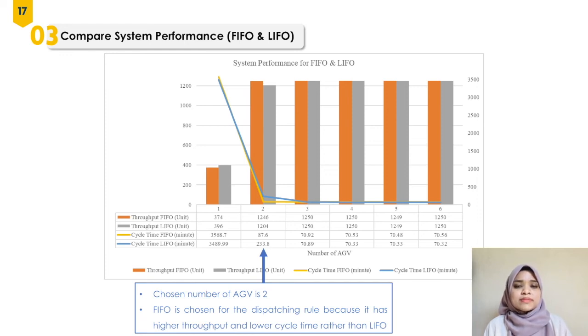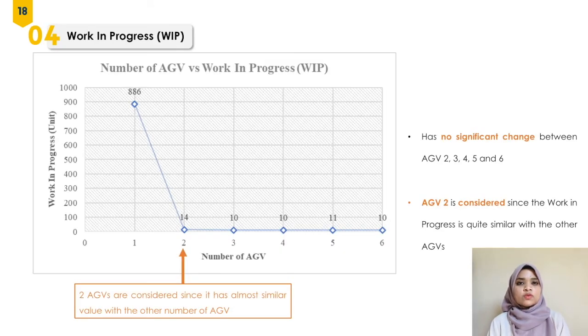For the cycle time, there is a significant change with 2 AGVs, where the cycle time for FIFO is 87.6 minutes, while the cycle time for LIFO is 233.8 minutes. The fourth result is the work in progress for a 1 week simulation runtime.